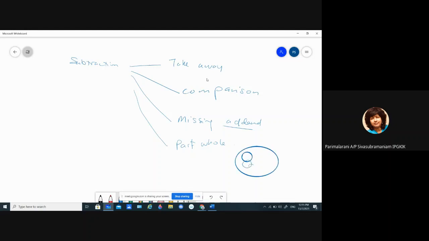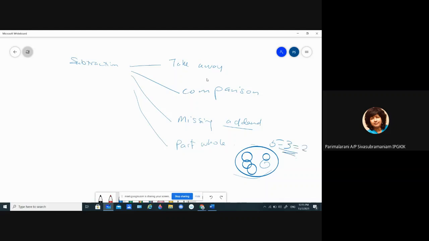If you had 3 yellow rubber bands and 2 red rubber bands, and you know that altogether there's 5, how many red rubber bands? So this is part whole. The whole is 5. You know that one part is 3, so the other part is 2. This is the part whole model.